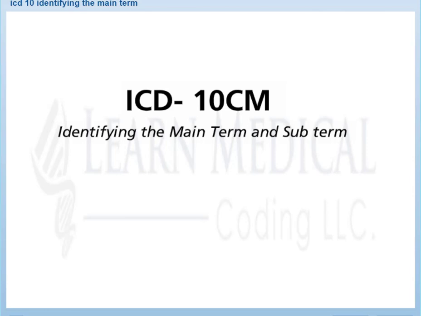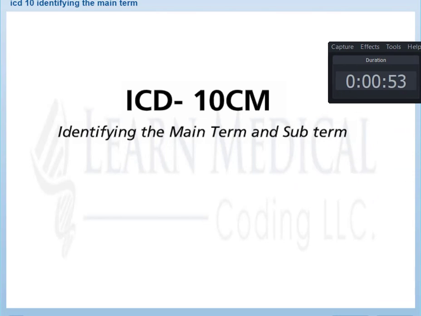Alright, so we're going to go over something that's very important, one of the first steps you're going to have to learn when coding for ICD-10-CM. Without knowing how to identify the main term and the subterm, your coding process will probably take forever and it probably will lead you to the wrong places and to the wrong codes. So we're going to go over this information right now. So let's get started.